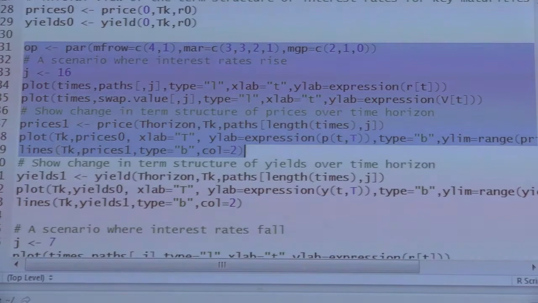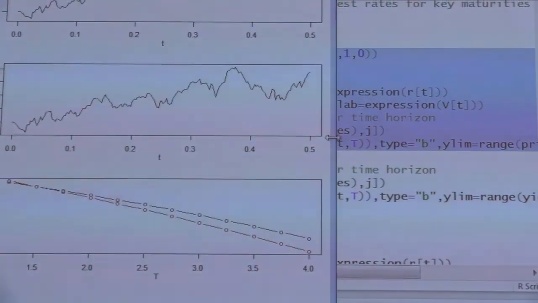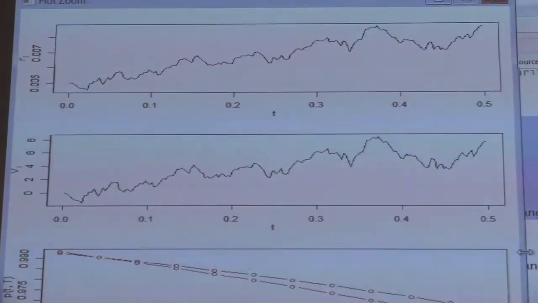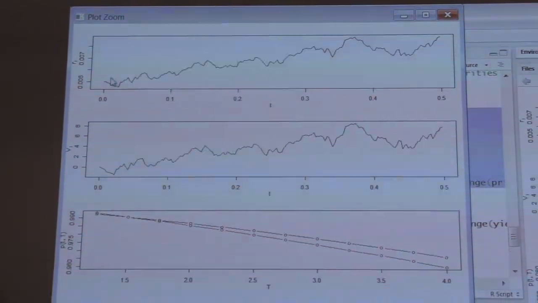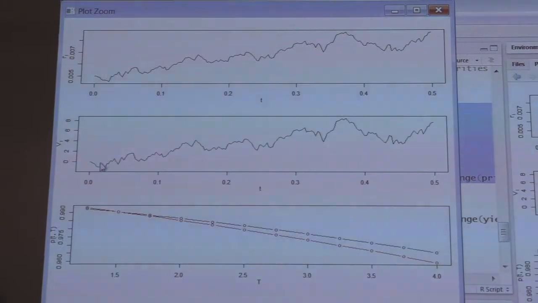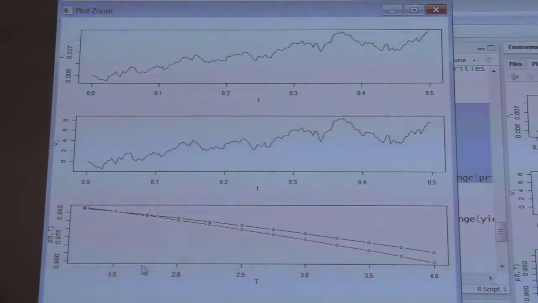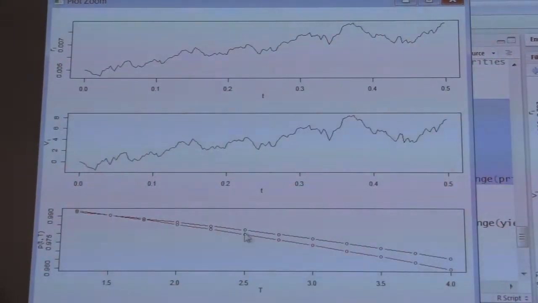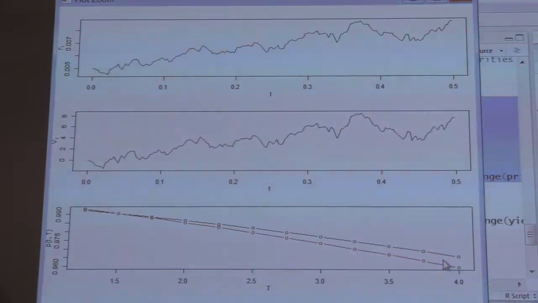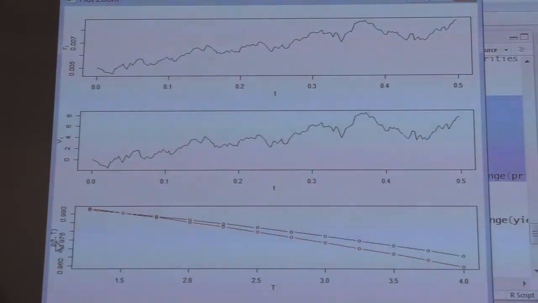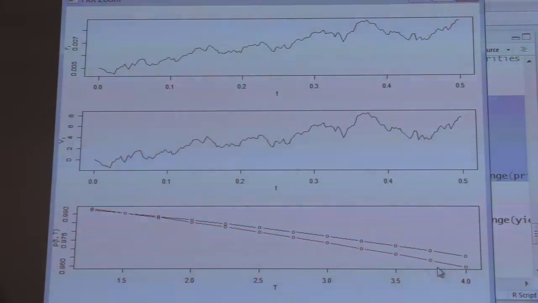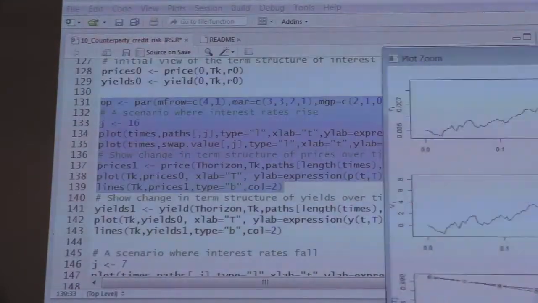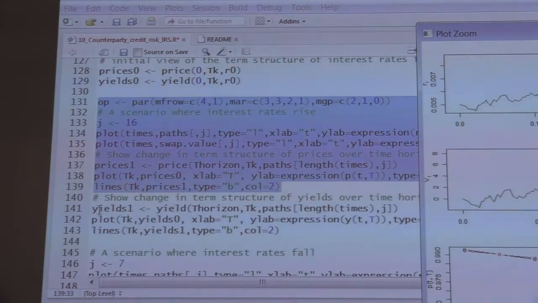Okay, maybe make it slightly bigger. So what we see is here the interest rate, here we see the corresponding value of the swap, and here we see the change in the yield curve over time. So the black one is the original one, and the red one is, no, that's the bond price, not the yields. The bond prices, because they are decreasing if interest rates rise, and the yields come then next.